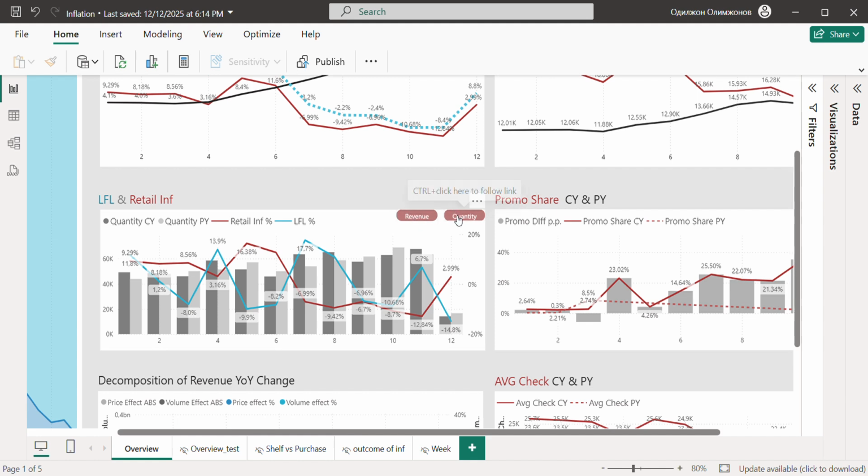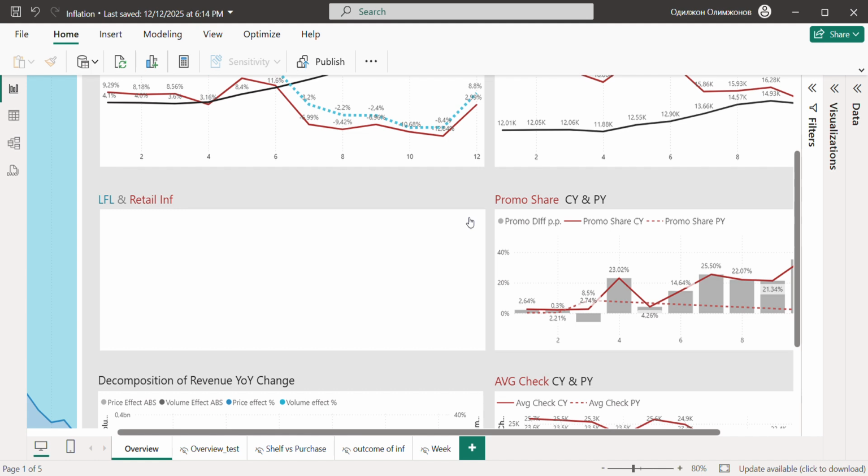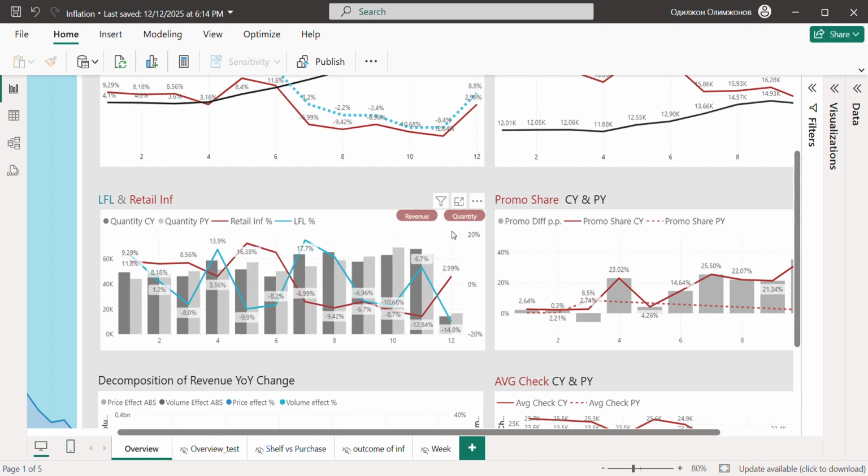So now I'm seeing quantity, so I can see in revenue, but in quantity it's more visible. The correlation between these lines is more visible. So those bars are absolute values. You don't have to look at them right now.